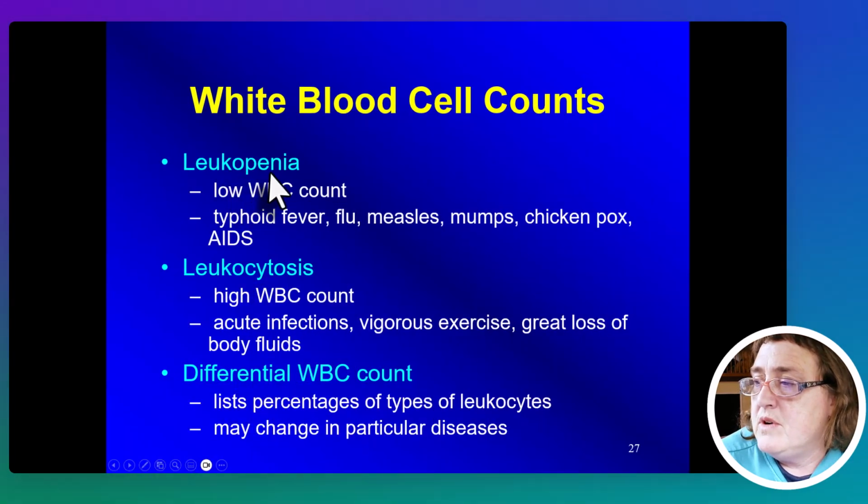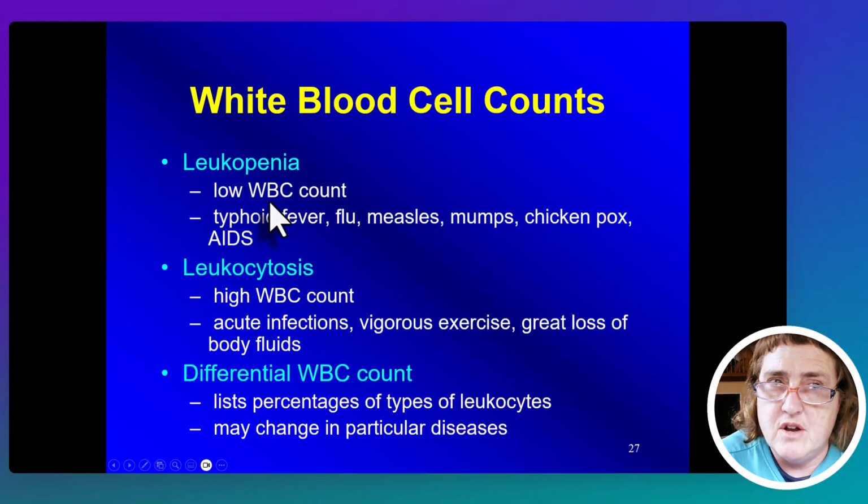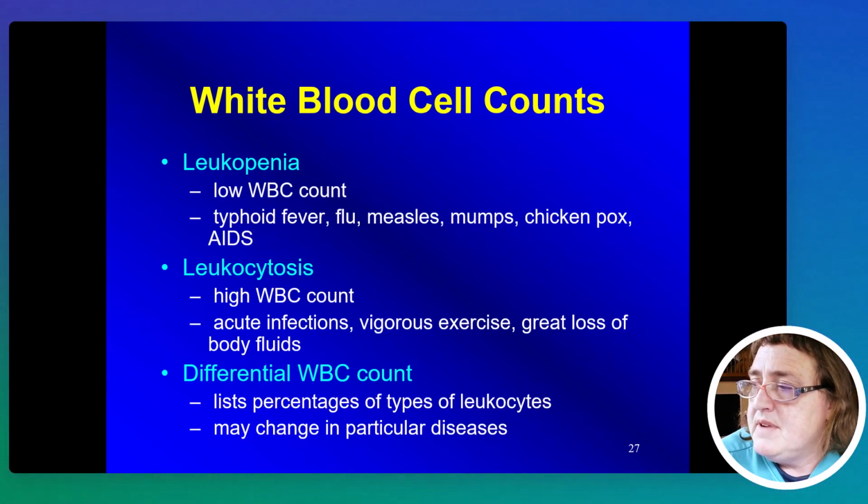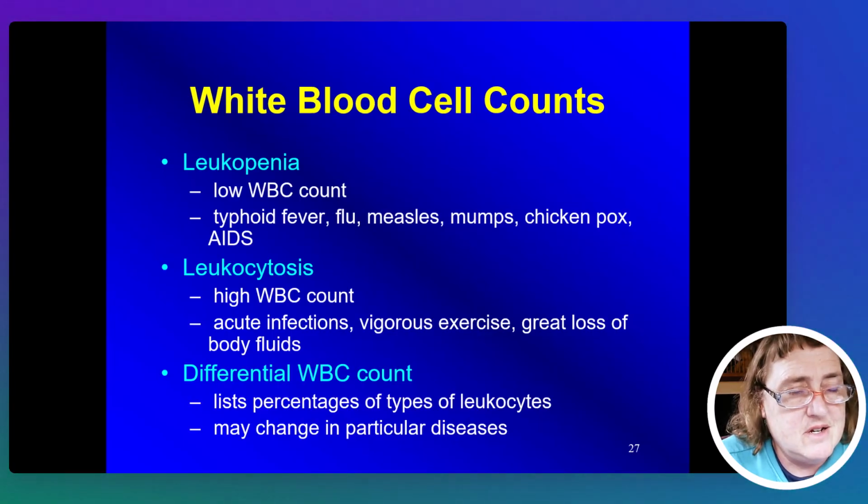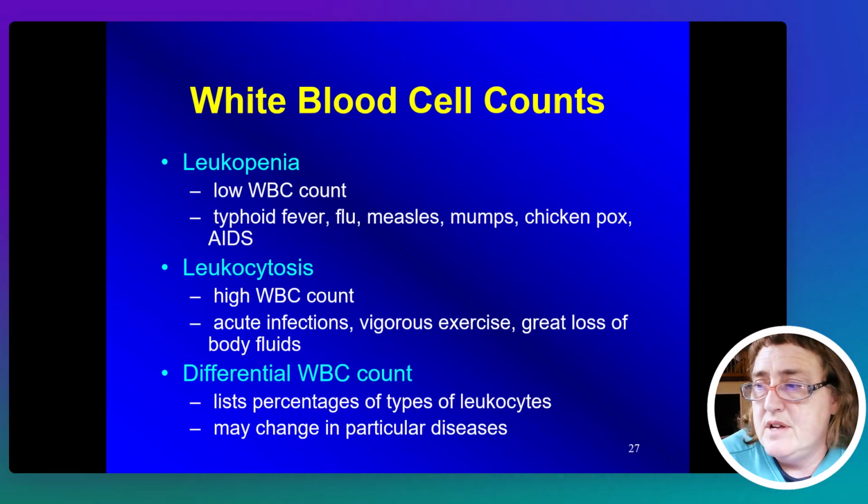So again, the word penia, leukopenia, means a low white blood cell count, which can occur because of a viral disease. Viruses, weirdly, will lower your white blood cells, even though you need them to fight off infection, which is why when you get a viral infection, you're more likely to catch a bacterial infection, because your white blood cell count is down. Leukocytosis is when you have a high white blood cell count. Most often it occurs when you have a bacterial infection, so appendicitis, for example.